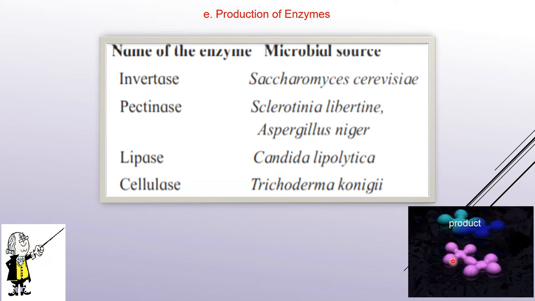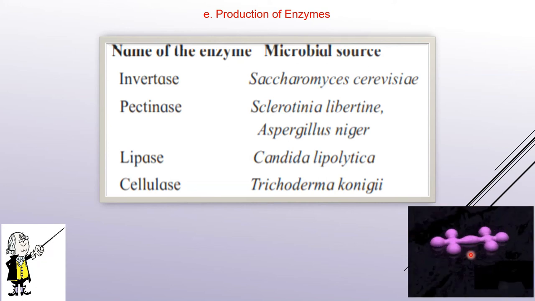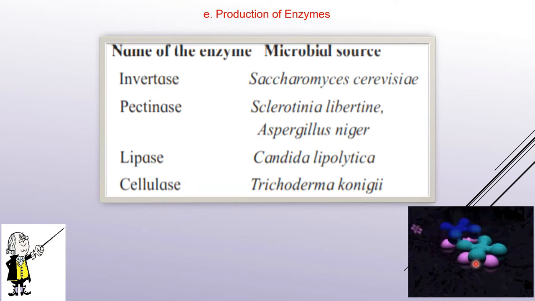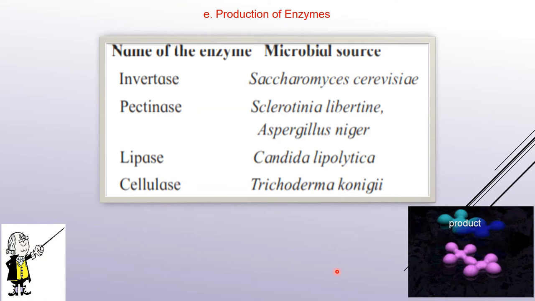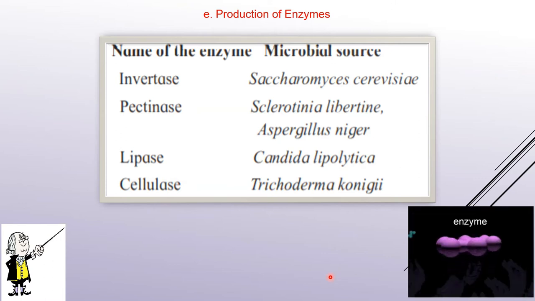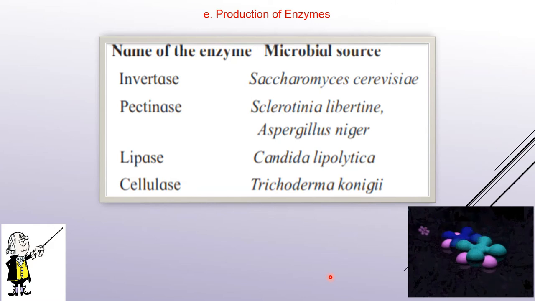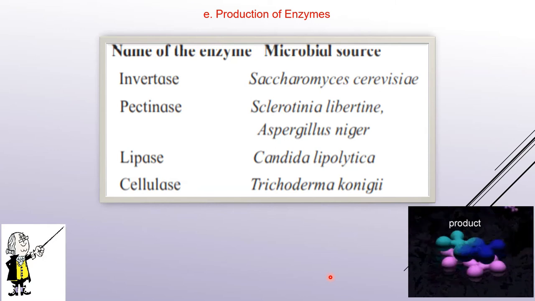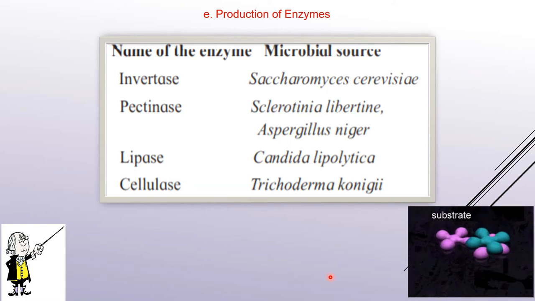Now, if you observe this video below, you will find that this is the enzyme. Enzyme is attached with the substrate which leads to the production of the product. It means enzyme plus substrate gives you product. So this is how enzyme basically reacts to give you the product. At the end, product is set free and enzyme is also set free. Again, it can be used for further reactions.